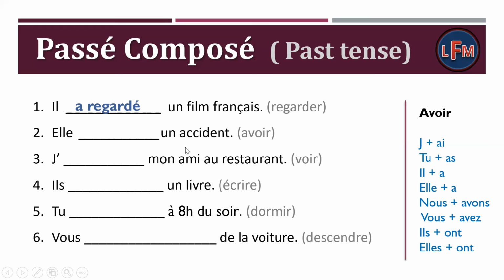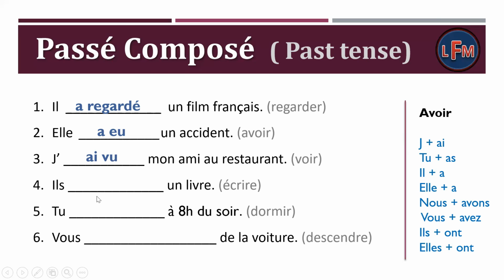Elle dash un accident. Here again, we take the avoir verb first with elle, which is a again, and the participe passé of the avoir verb is eu. Elle a eu un accident. Then, je dash mon ami au restaurant. Here the verb is voir. The participe passé of the voir verb is vu. And the avoir verb with je is ai. So it will be j'ai vu mon ami au restaurant.